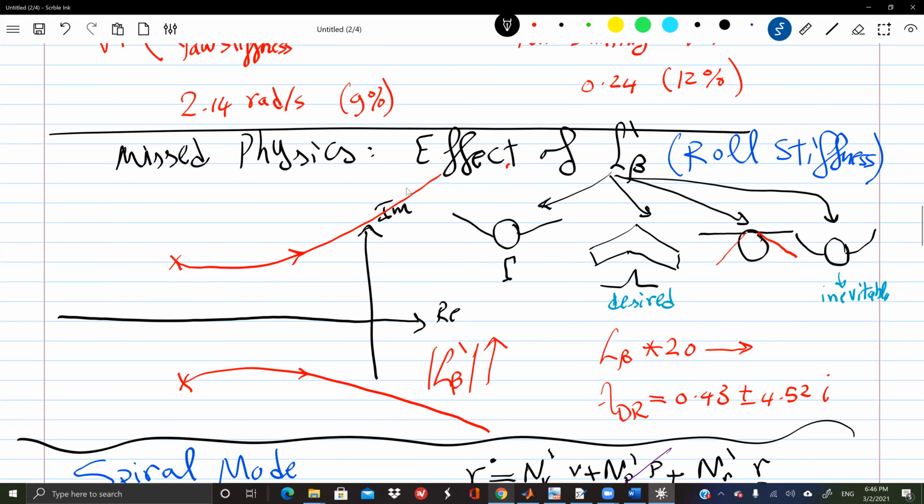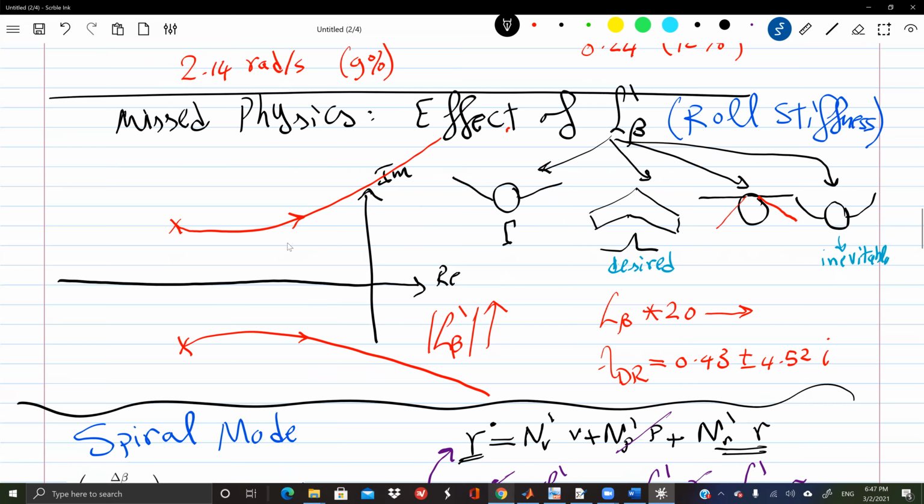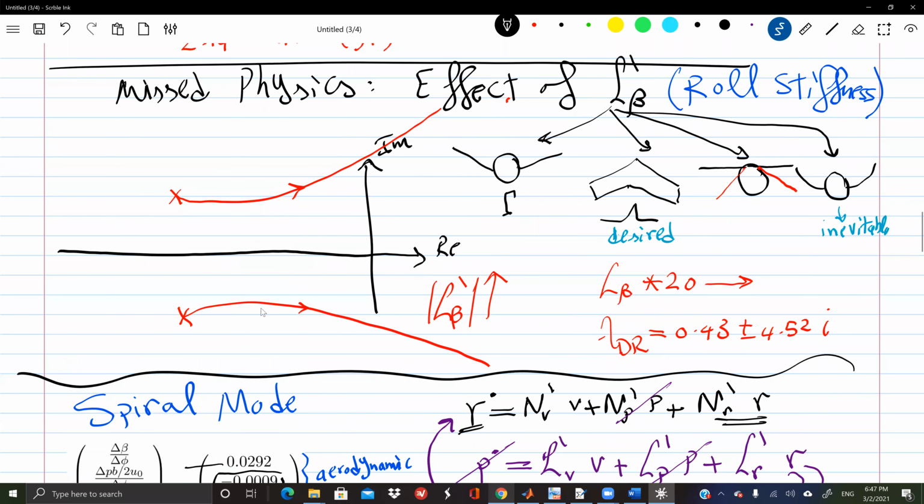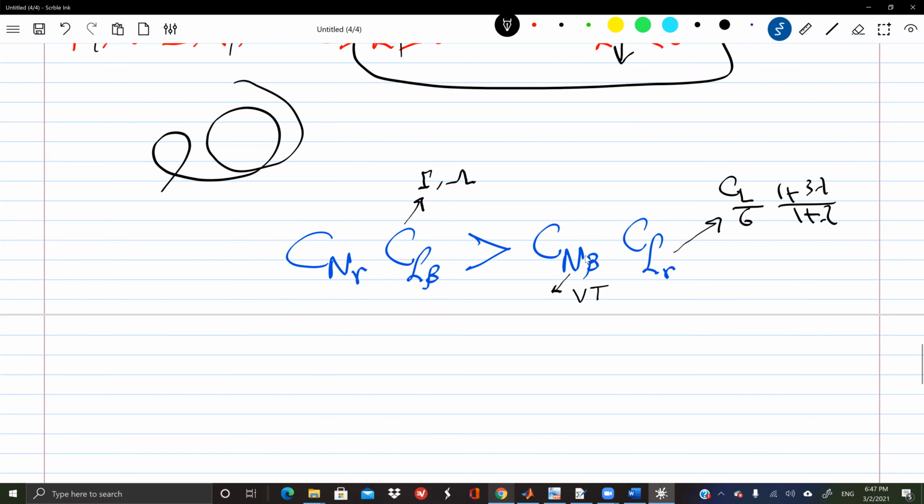If L beta increased, it will worsen the Dutch roll mode. It may not go unstable, but it will be at least less damped. So again, I cannot worsen the Dutch roll mode. So unfortunately, I cannot play with this or that.